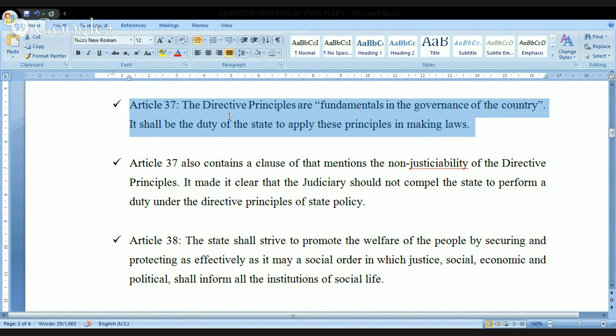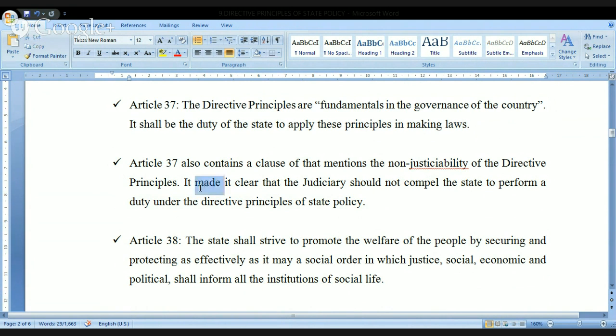That's the reason why we are saying this DPSP are considered to be the fundamentals in the governance of the country. So what the state must do, that is explained elaborately in Articles 36 to 51. Hope you are getting it. Meaning what the government should do is given by the Constitution itself directly. But remember, they are not justiciable.